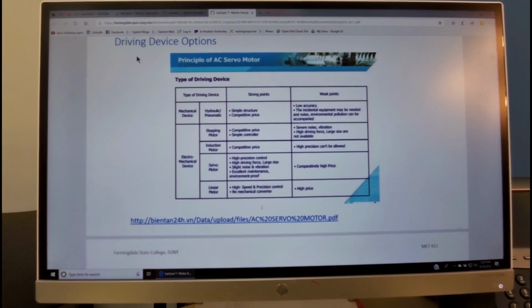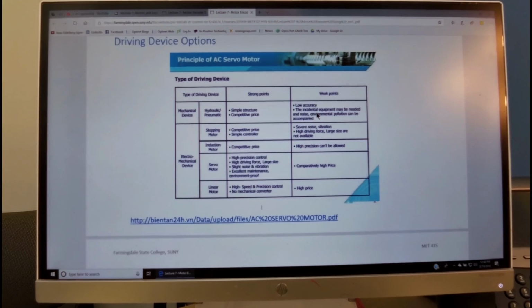Looking at the different driving device options, there are traditional hydraulic and pneumatics, which are simple in structures and competitive in price, yet they have low accuracy and may require additional peripheral equipment and that may add to noise as well as environmental pollution. We have on the electromechanical devices stepper motors, which are competitive in price, small in size.